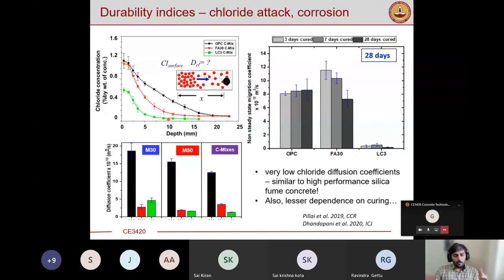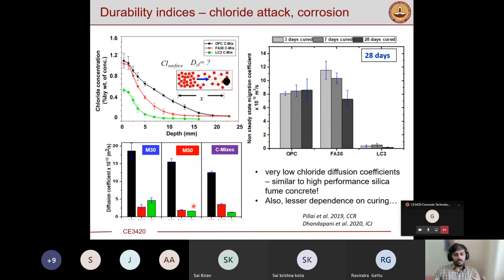So you can obtain the rate from this curve. Here I have presented the rate in terms of millimeters square per second. So you can understand, it is 10 times lower compared to OPC, which means chlorides are going to move inside your concrete at a rate 10 times lower compared to OPC in the case of your LC3 concretes.